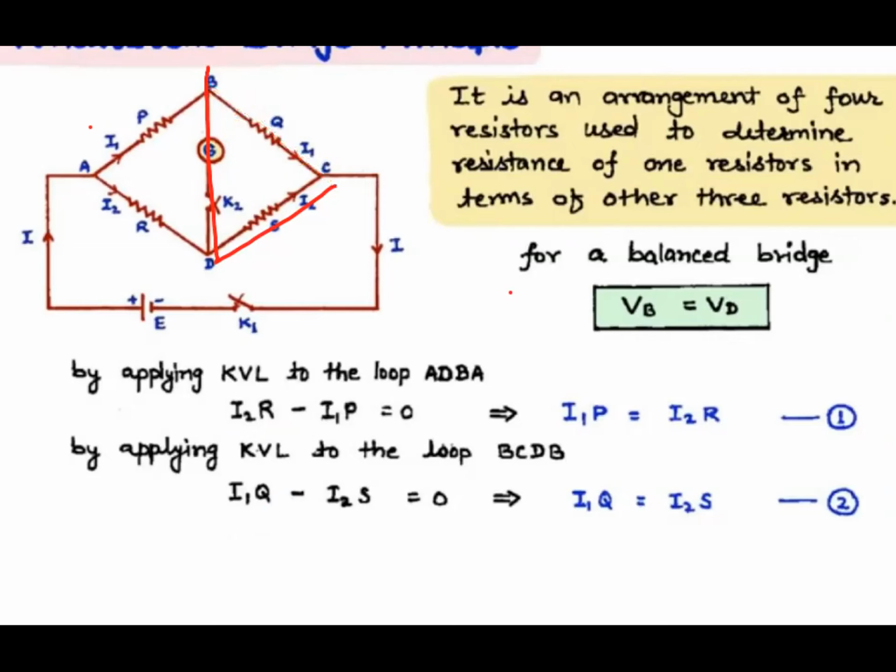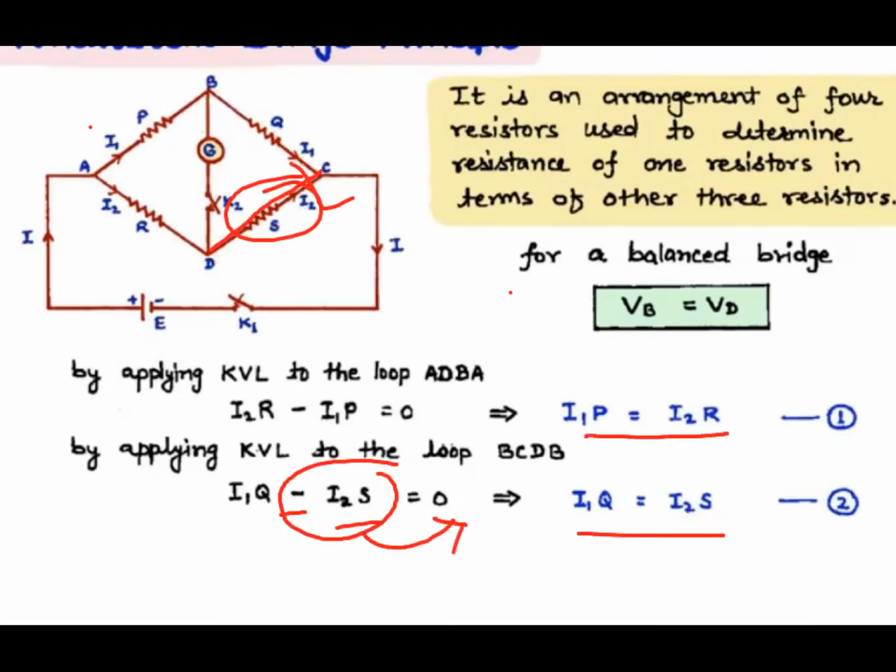Now you're going to move from C to D. From C to D, your direction and the current direction are opposite. I2, देखो बेटा I2 और आपका डायरेक्शन ऑपोजिट है. So here we have a minus sign. And what is the voltage drop across S? It is I2S. Now this minus I2S will go to the other side and become plus. So these are your two equations, equation number 1 and equation number 2.